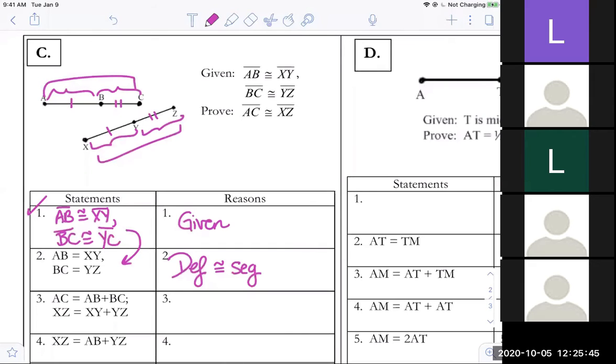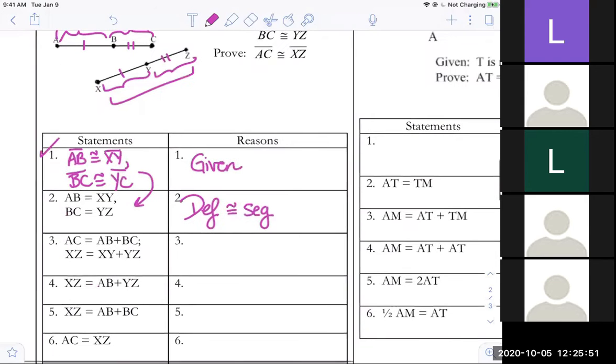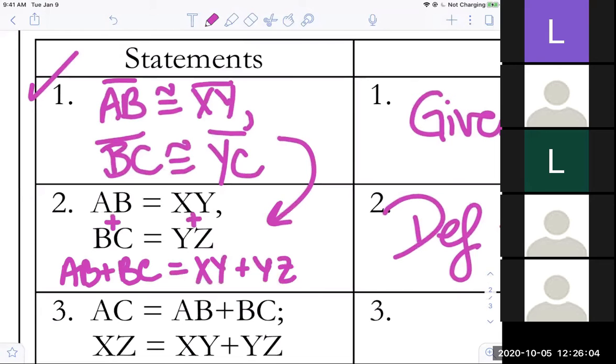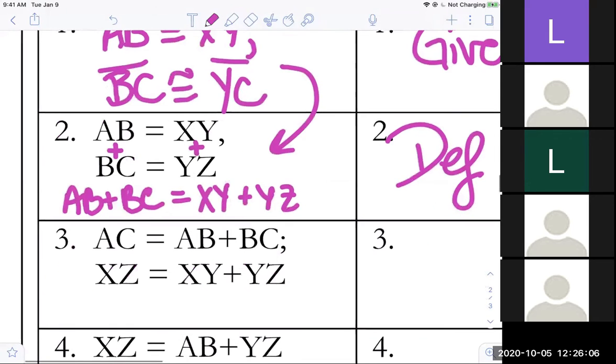Would it be addition property of equality? If it's addition, like let's say you had gone from this step up here and you had added the left side and added the right side, then addition would have said AB plus BC equals XY plus YZ. And that's not what it says. It says that this is equal to a sum and then this thing is equal to a sum. It's actually coming from the diagram.